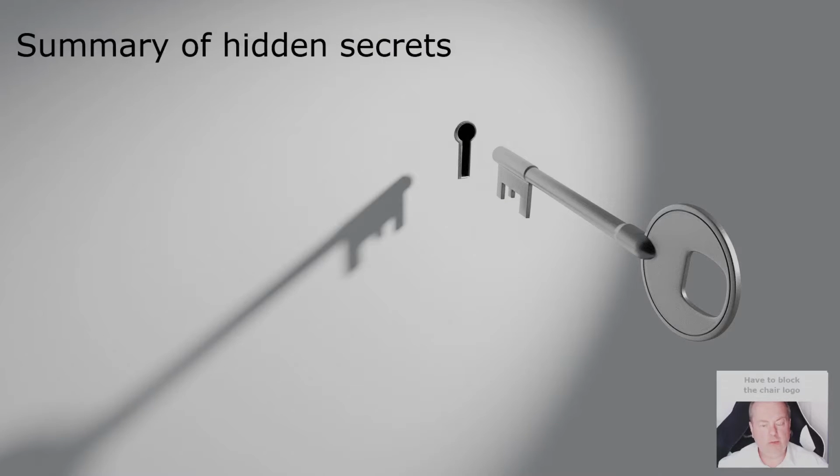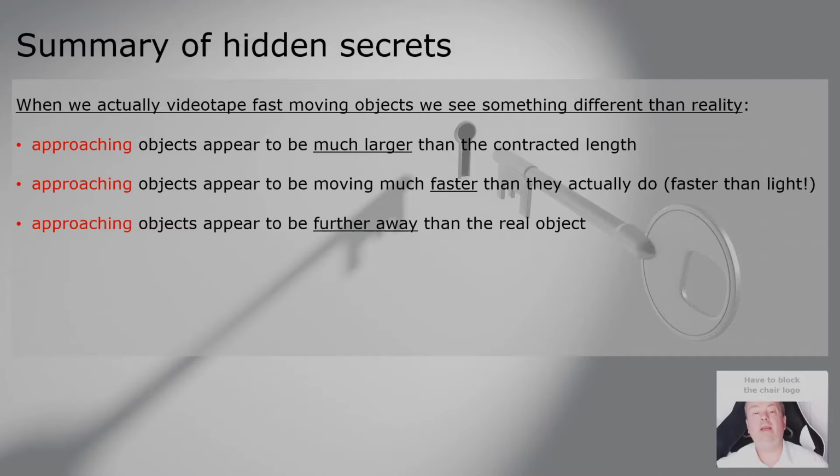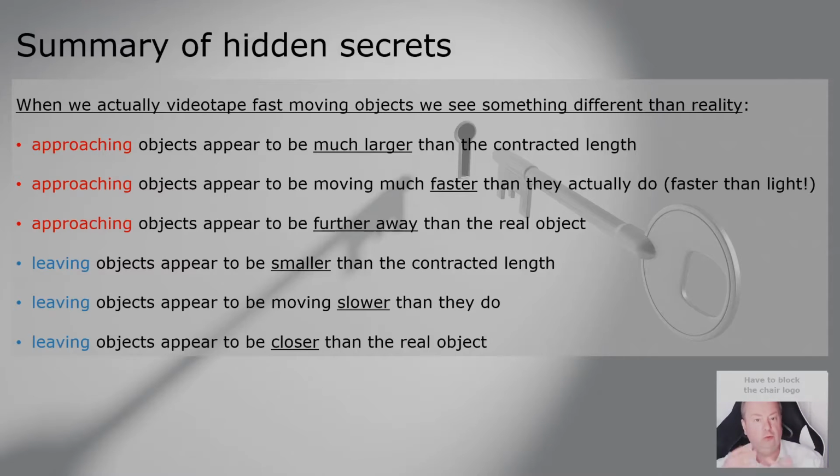So the summary of it all was like this. When we tape fast-moving objects, when they come at us, they appear to be larger, faster and further away than they actually are. So you can't believe the videotape, you can't believe your own eyes. And when they are moving away from you, they appear to be smaller, slower and closer than they actually are. So you get a lot of confusion if you wouldn't know about that and trusted the results on your video.